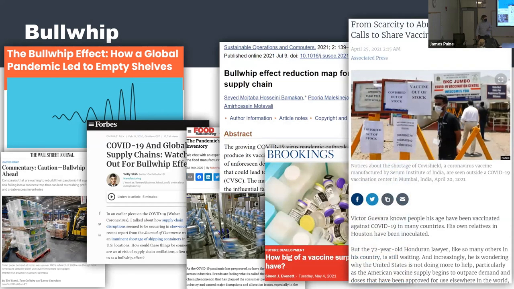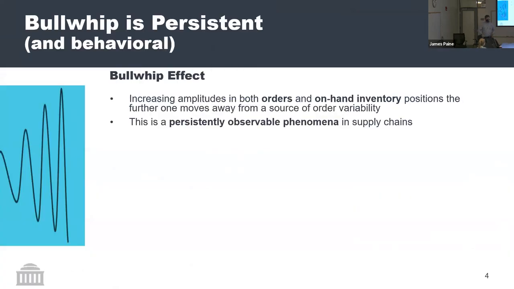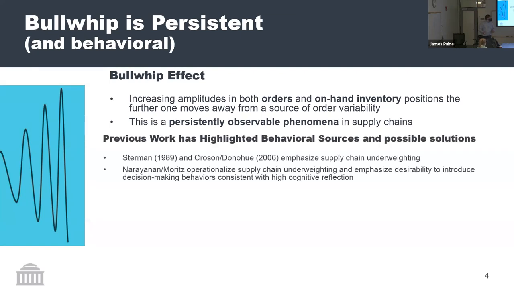What's interesting is that these surpluses are often unmatched in different geographies across time. So when I talk about bullwhip, one of the things that is fascinating to me about this space is the fact that we are still talking about it, and it is a persistently observable phenomenon. If you go back into the classic research in this space, there are arguments that it is behaviorally oriented.